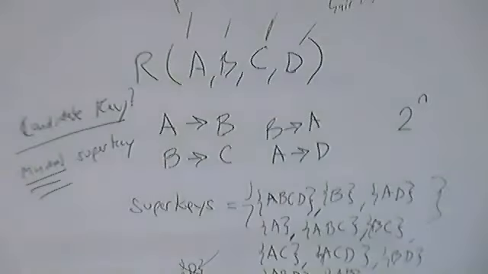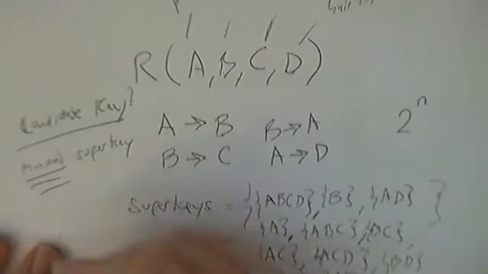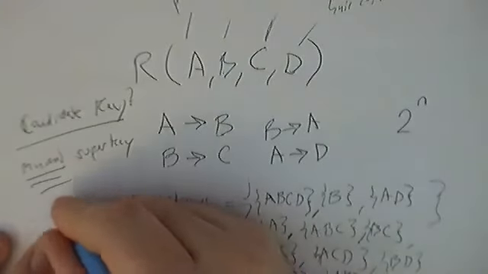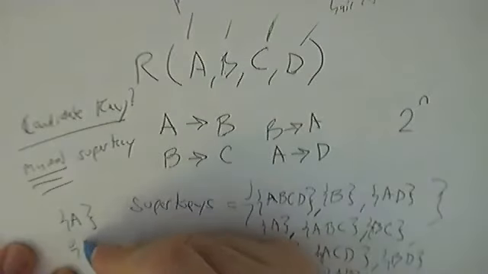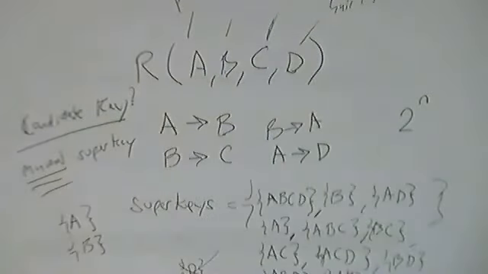Now give me, what's a candidate key? Yeah, good. So A is a candidate key, and B is a candidate key, and I believe that's all there is. Okay, so those are the two candidate keys. We'll continue here.